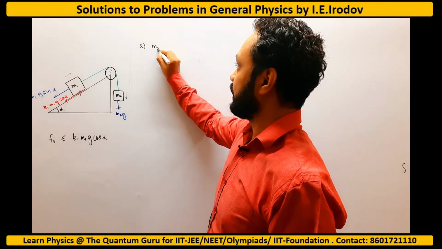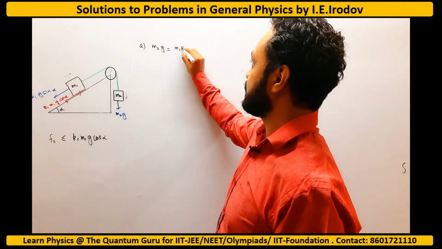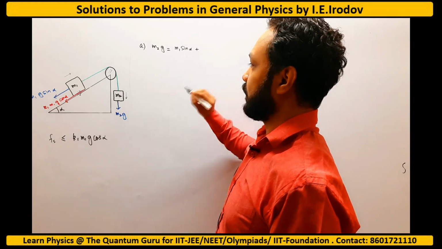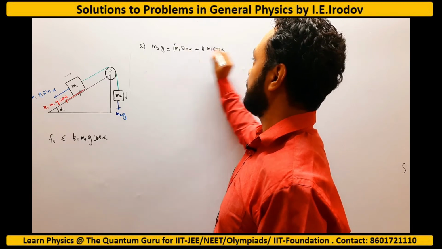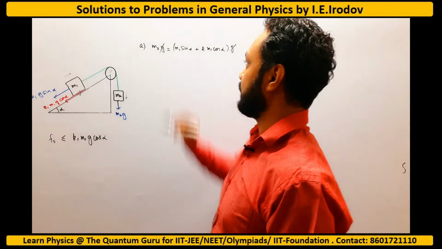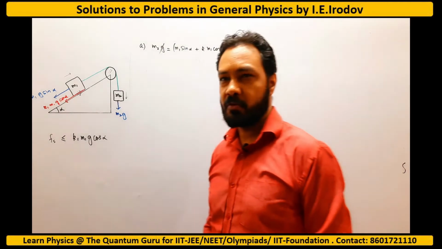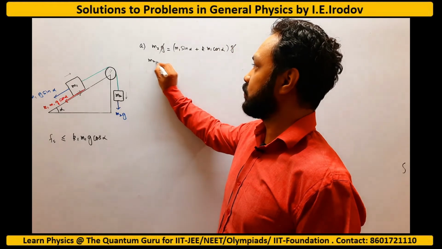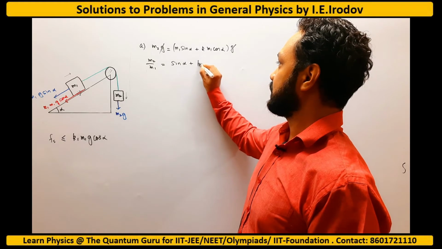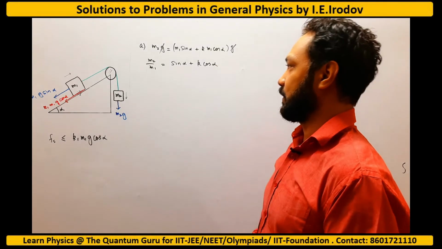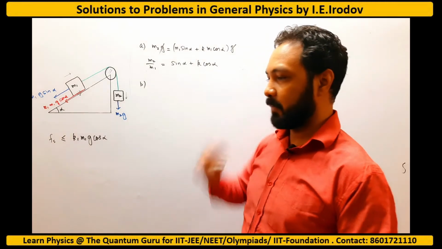So the equation will become m2g is equal to m1 sine alpha plus k m1 cos alpha into g, and g will get cancelled, and we can divide this whole equation by m1. So m2 by m1 is equal to sine alpha plus k cos alpha, and that is our answer to part A.